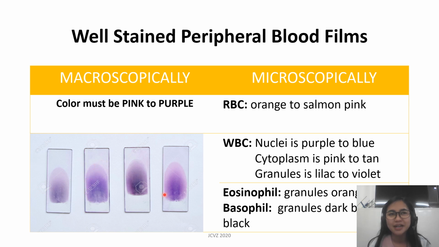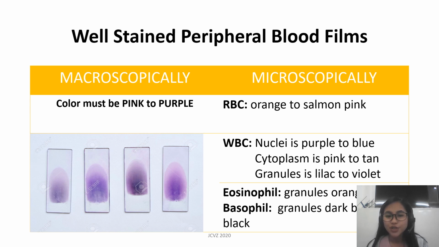For the microscopic aspect of viewing our well-stained peripheral blood films, how would we know that our film is well-stained? We look at our RBCs under the microscope. So if our RBCs have the orange to salmon pink color, okay, you have achieved the proper staining of your peripheral blood films. And then we also look at our WBCs or white blood cells. The nucleus or the nuclei is purple in color and the cytoplasm is pink to tan, while the granules for granulocytic WBCs, the color of their granules are lilac to violet.